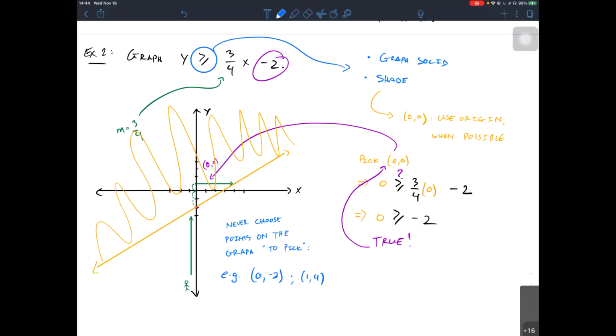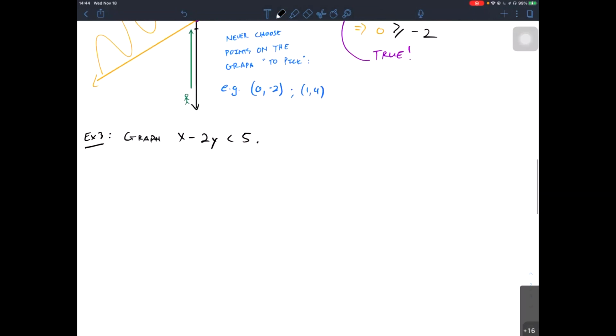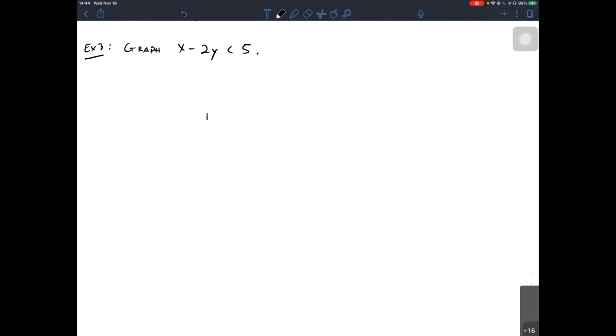All right. Let's try another one. But this time you guys are going to do it. So write this out. You're going to graph x minus 2y is less than 5. And there's a hint for you already here. I'm already going to give you the hint by saying, watch out when you graph or when you calculate. Because remember, what do you have to worry about when you are dealing with a negative sign? When you divide or multiply by a negative, when an inequality is present, what do you have to do?